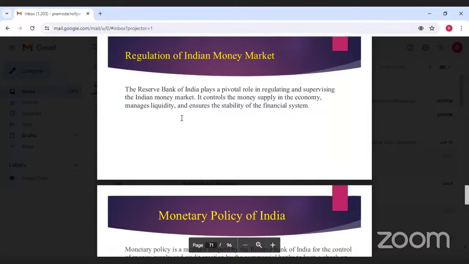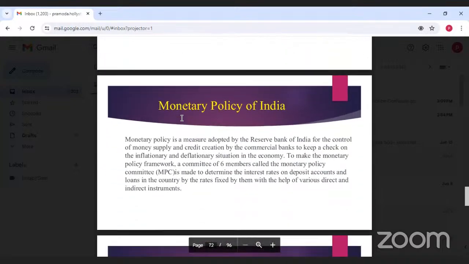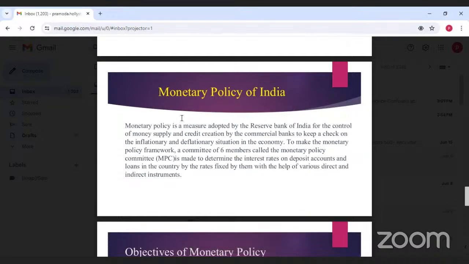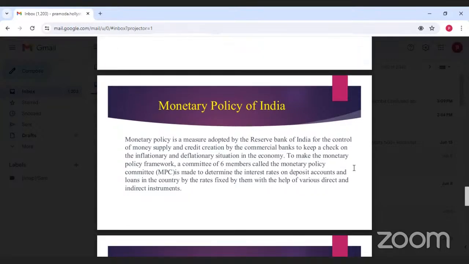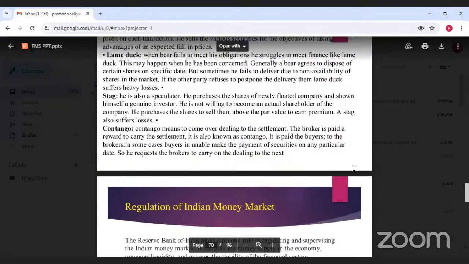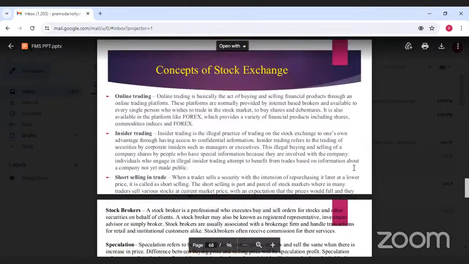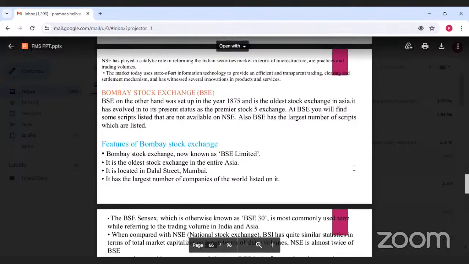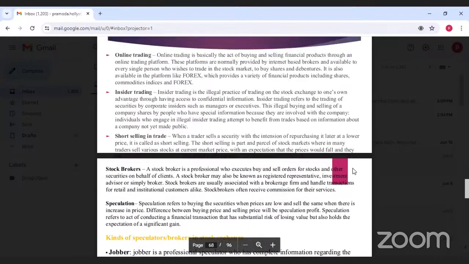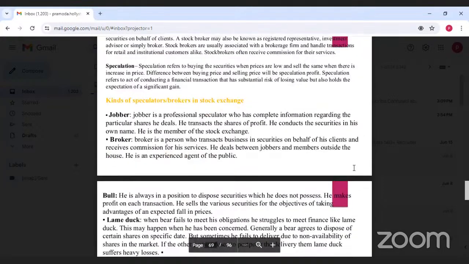Now, as I said, the Indian money market is regulated by SEBI and the Securities Contract Regulation Act. One is SEBI, Securities Exchange Board of India, and the other one is the Securities Contract Regulation Act. Okay. Am I clear with all the content of the stock exchange? Yes, ma'am. We have studied the meaning of stock exchange, participants or speculators of stock exchange, various functions of stock exchange, types of stock exchange, and many other important concepts relevant to stock exchange.